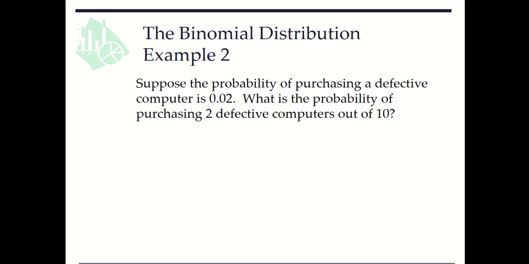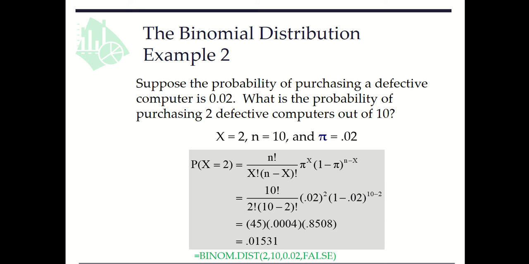Example 2. Suppose the probability of purchasing a defective computer is 0.02. What is the probability of purchasing 2 defective computers out of 10? We have x equals 2, n equals 10, and pi equals 0.02. We can either use the formula or the Excel function binom.dist to locate the probability.